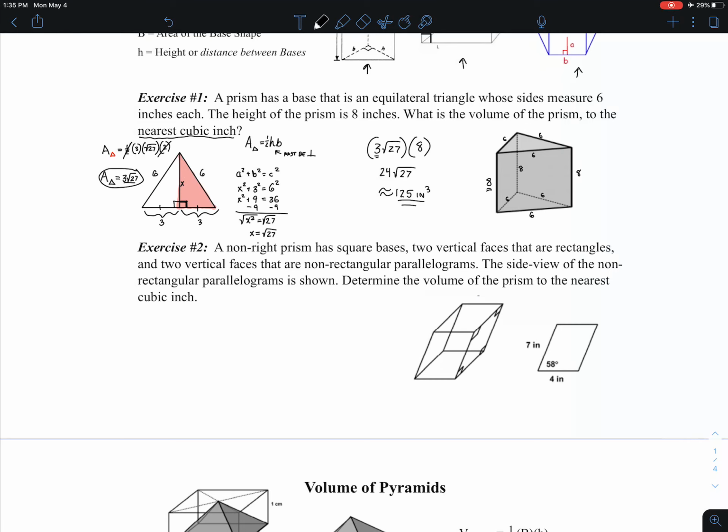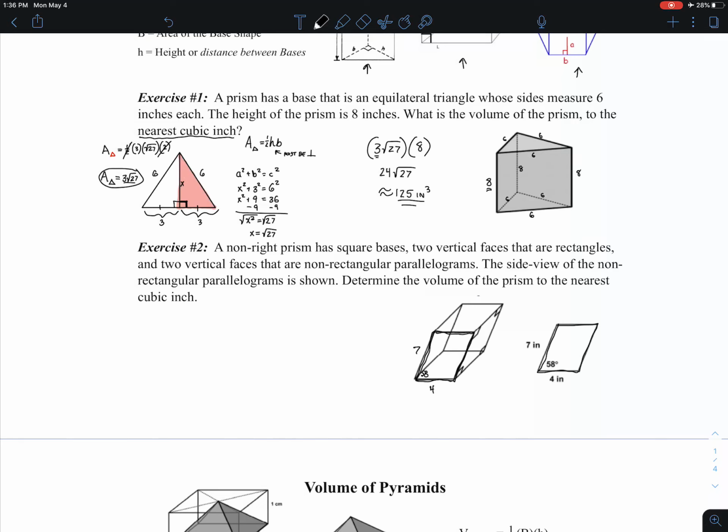The side view of the non-rectangular parallelogram is shown. So I'm pretty sure this piece right here is this piece right here. So the prism technically is, this is going to be our base, okay? Even though it doesn't seem like the base traditionally, this is the base we're going to use because we know that this side is the same as this side over here. And we have information about the base, so that's why we're choosing to make that the base. All right. So we know this is 7, this is 4, and this is a 58-degree angle. So we need to determine the volume of the prism to the nearest cubic inch.